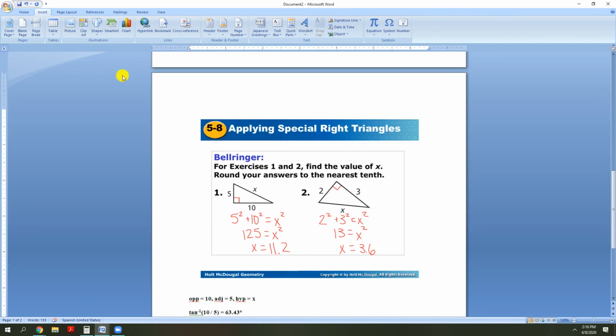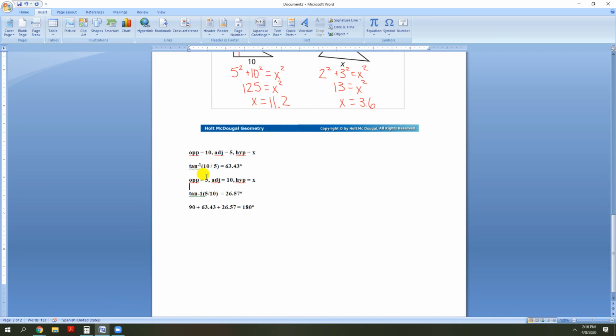That's pretty much all you need to know. So hopefully that helps you get the basic idea of how sine, cosine, and tangent work.